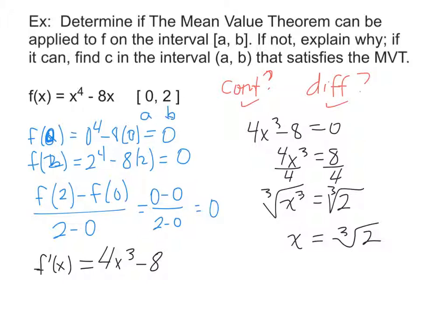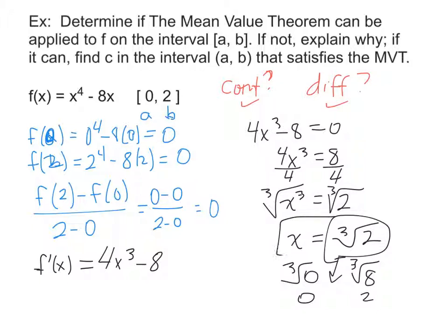Okay. Again, we want to check now, make sure: is the cube root of 2 in between 0 and 2? Well, I would certainly hope so. Even if you don't know an approximation of that, we know the cube root of 0 is going to be 0. We know the cube root of 8 is going to be 2. So this definitely falls in between those two. I don't know if you've done that before, but that's a good way to approximate and tell if something's in a certain range. So this is our value that satisfies the mean value theorem here.